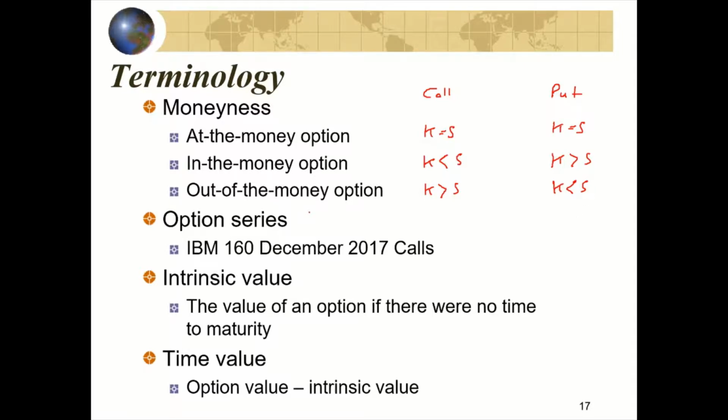Now, options are referred to by the ticker of the underlying, the strike price, the expiration month, and the option class. So these are the important characteristics for any option series.